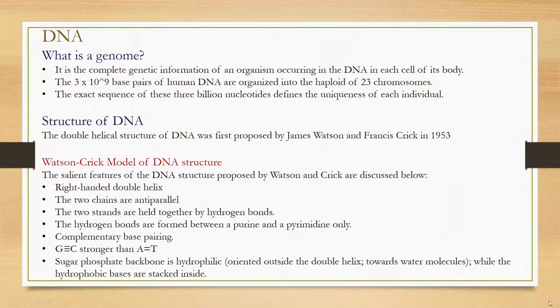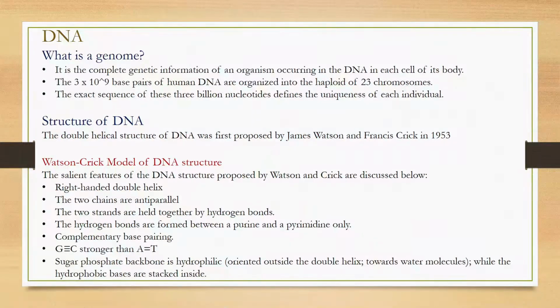Now, the Watson-Crick model of DNA structure. The salient features of DNA structure proposed by Watson and Crick are discussed below. DNA is a right-handed double helix. The two chains of deoxyribonucleotides are coiled around each other in the form of a double helix. Two helical DNA chains wind around each other on the same axis to form the right-handed double helix. The two chains are antiparallel.